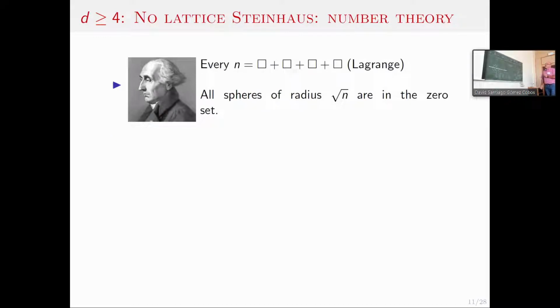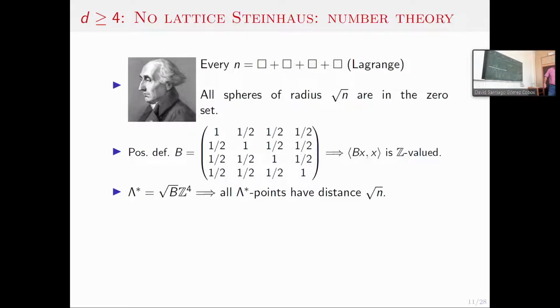So here's the Lagrange theorem. All spheres of radius root n are in the zero set. This is exactly what I said before. Every integer n can be written as a sum of 4 squares. So the number of spheres where the vanishing happens is known exactly. So you go to distance r, you have r squared spheres.